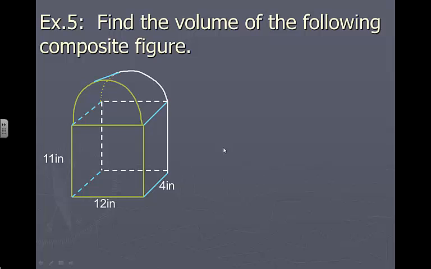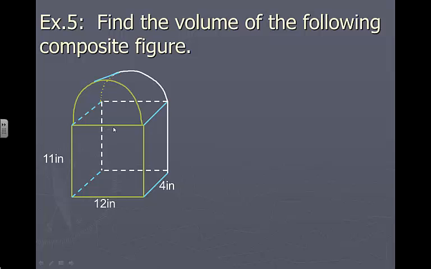Now, what if I put a couple together? All right, find the volume of the following composite figure. I know that the area of this prism is going to be 12 times 4, which will be 48, times 11, because that's the area of the base times the height. So I have 48 times 11 for that. I know the diameter of my circle is going to be 12, so the radius is 6.